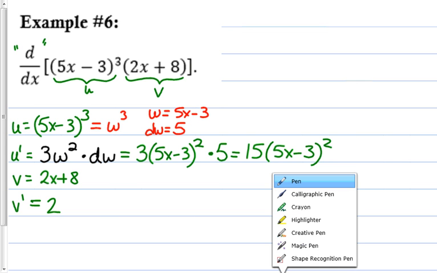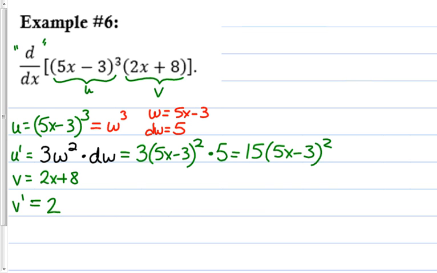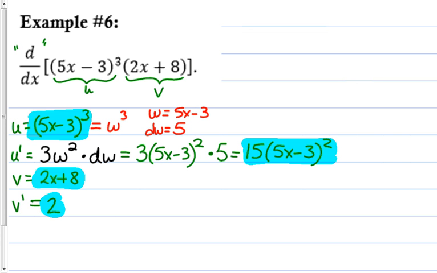So now I get to do the product rule again. And like I said before, I'm still using the same components. Okay, so u is this. So I'm totally using that. A v is this. V prime is just a 2. And then u prime just required some work, but here it is. Okay?